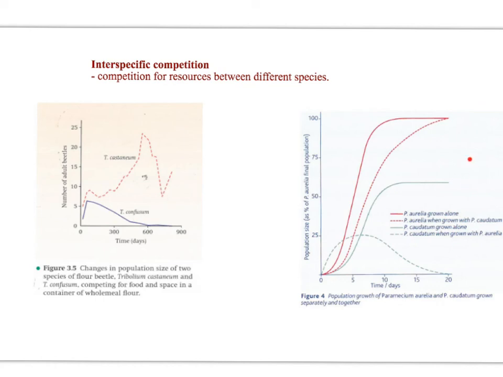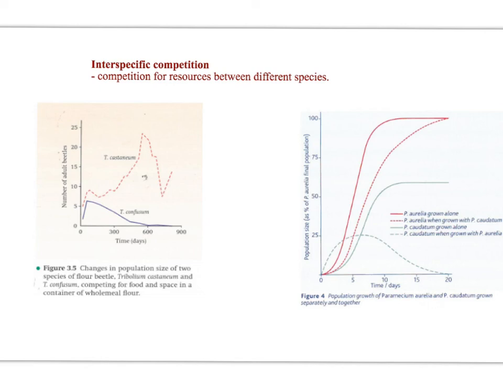This other example over here, we've got P. aurelia, so two species of paramecium, so P. aurelia and P. caudatum. You can see when grown alone, you've got the classic population growth curve. So lag, log, reaches stable, so the carrying capacity. For the other species, for P. caudatum, you've got the lag, log, and then the stationary phase again.